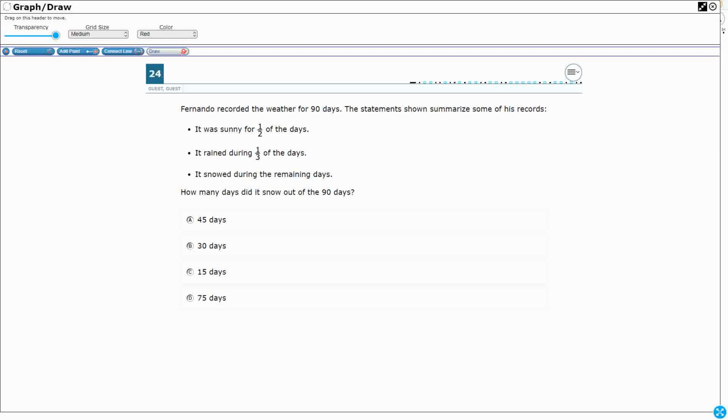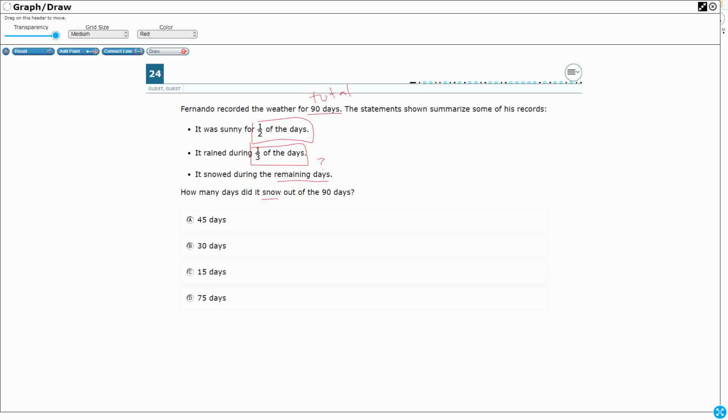All right, so Fernando is recording the weather for 90 days, and we get some statements about that. Half the days are sunny, 1/3 of the days it rains, and then it snowed during the remainder. So that's an unknown quantity, and we're just looking for how many days it snows. So we need to know what this unknown quantity is. Looking back at this problem, our total is going to be the 90 days. That's the total number of days that it had weather recordings.